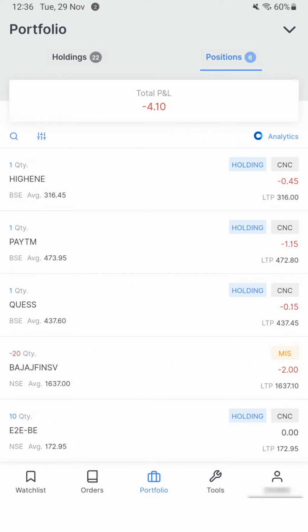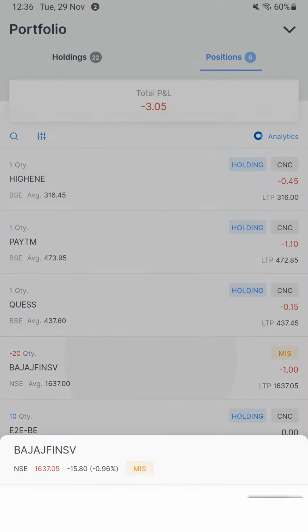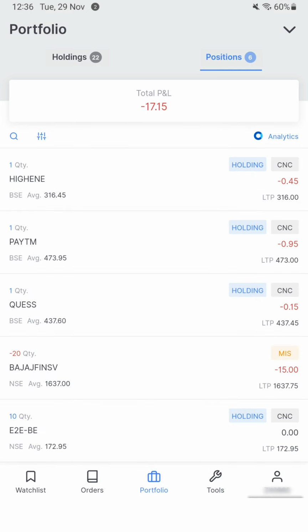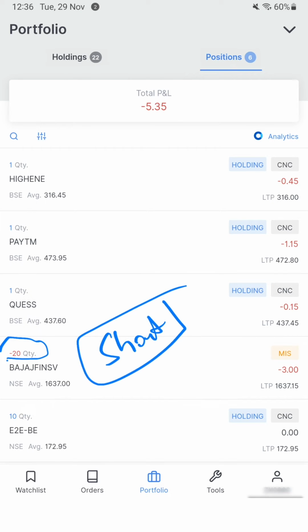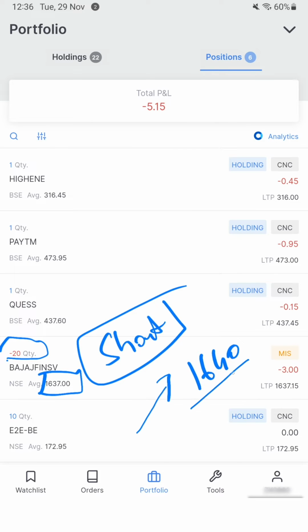Within positions, you will see I have a short position on Bajaj Finserv. I have sold 20 quantities of Bajaj Finserv. This is a short sell and I've sold it at 1637. Now I think that if the market starts going up and crosses 1640, I will be uncomfortable to hold this position.